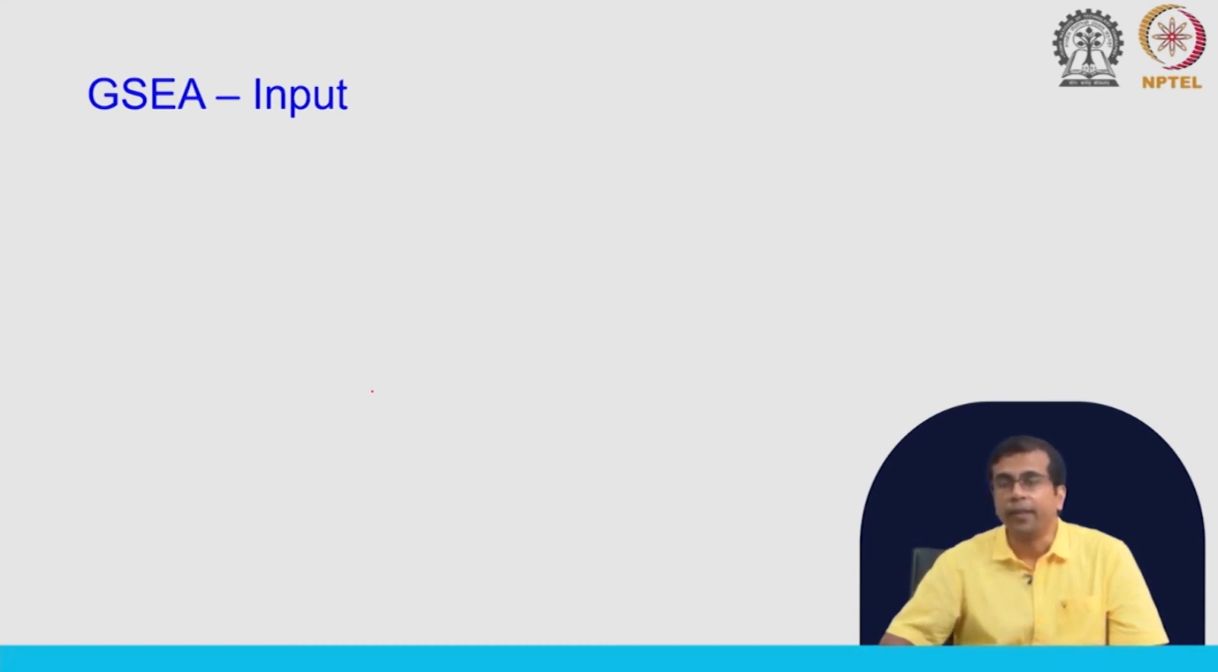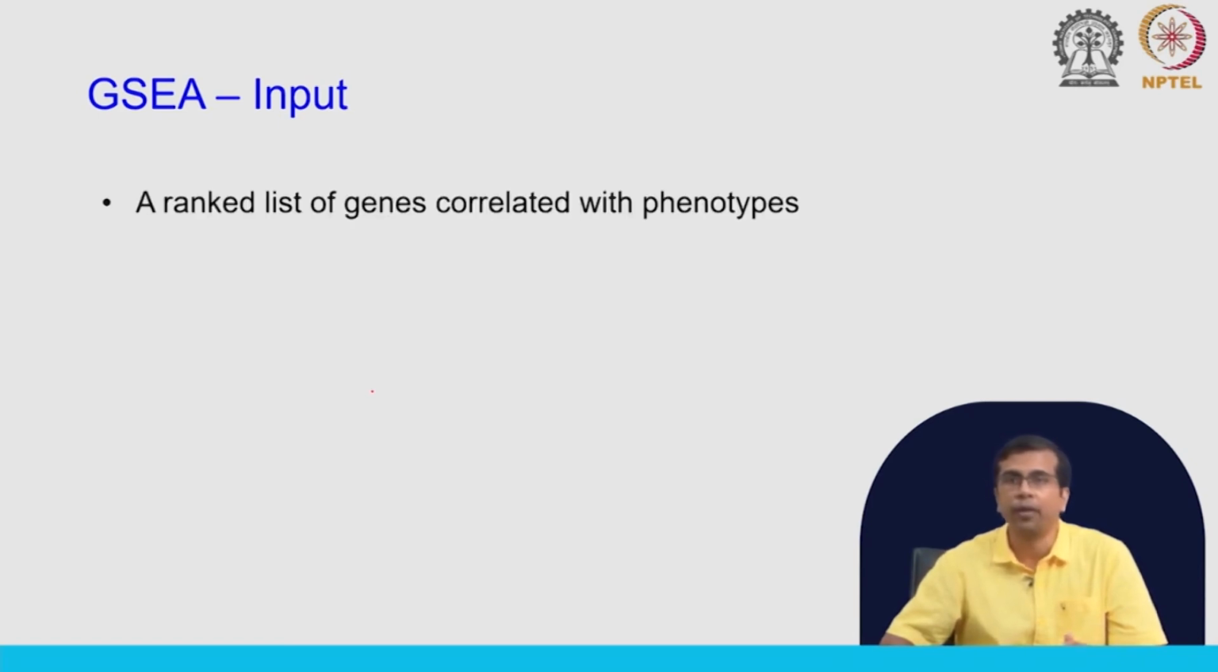So, for GSEA, we will go into how it differs from the earlier methods, the hypergeometric test or the binomial test. For GSEA, the input is a ranked list of genes correlated with phenotypes. Okay. So, it is not the list of differentially expressed genes anymore. It is the ranked list of all genes that are present in your assay.